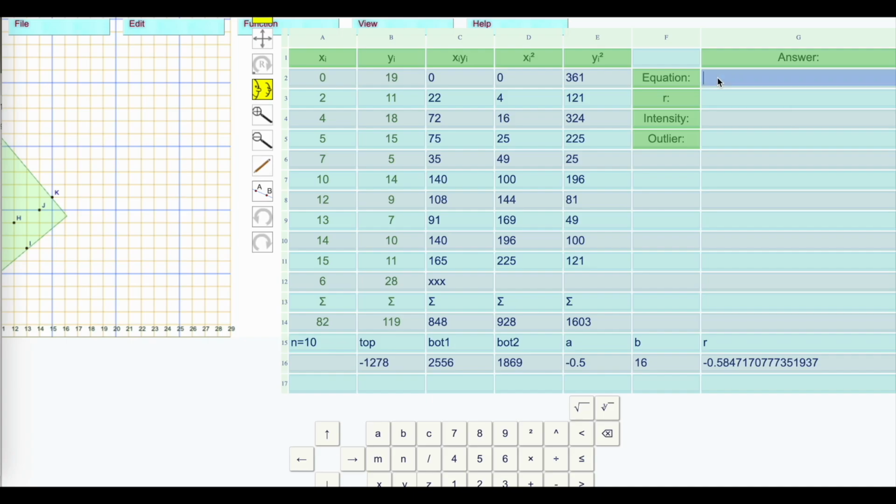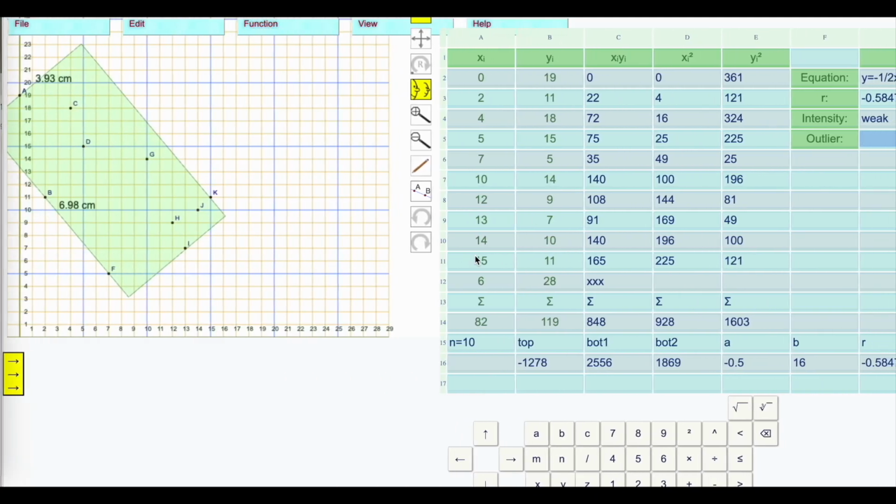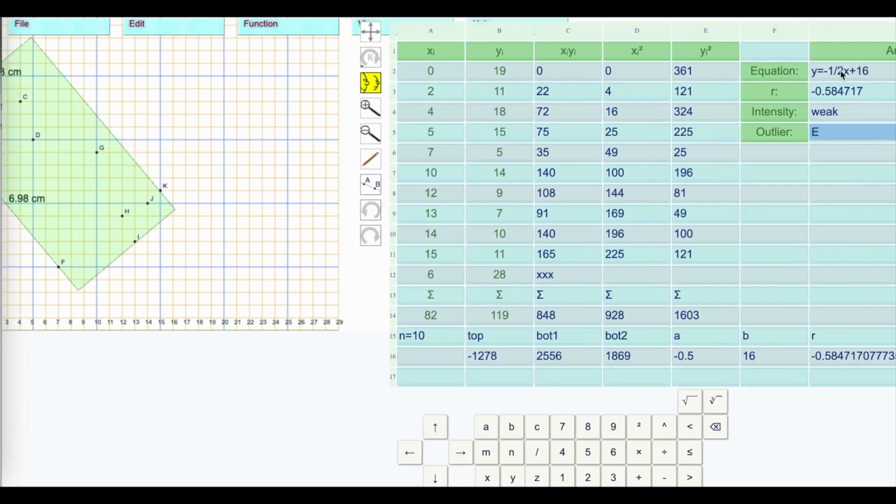So our equation is y is equal to negative 1 over 2x plus our b value of 16. Our r is negative 0.584717. The intensity is weak, and our outlier was point E. We need to graph that, plot that equation.